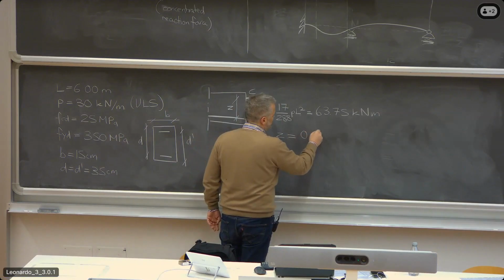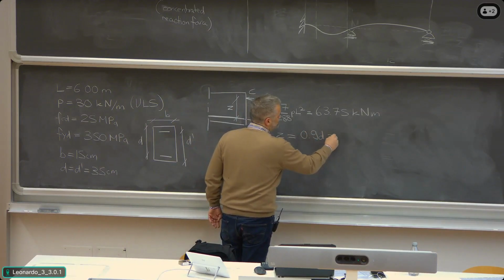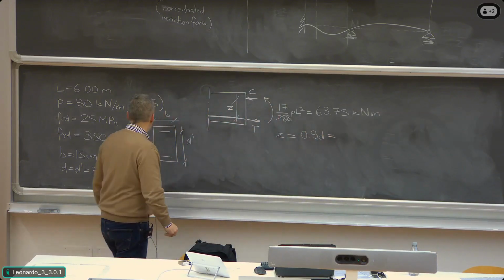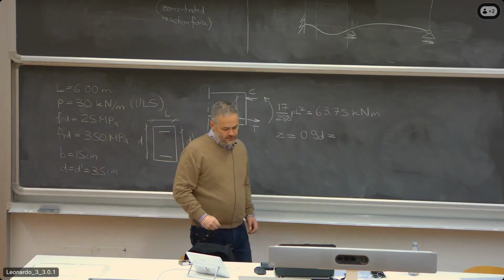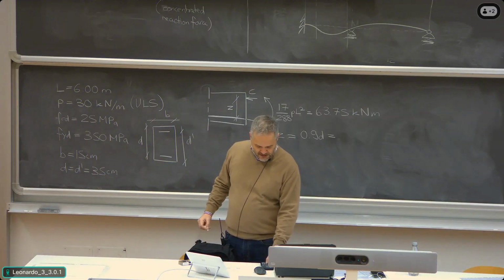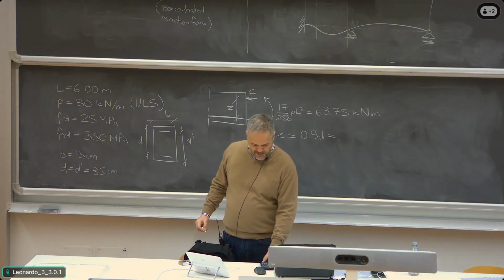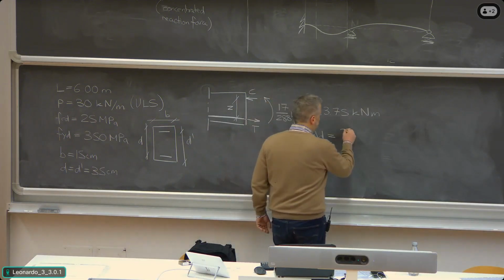The approximated value is 0.9 d. What is d? d is 35 centimeters. So this internal lever arm is 0.9 times 35, 31.5 centimeters.